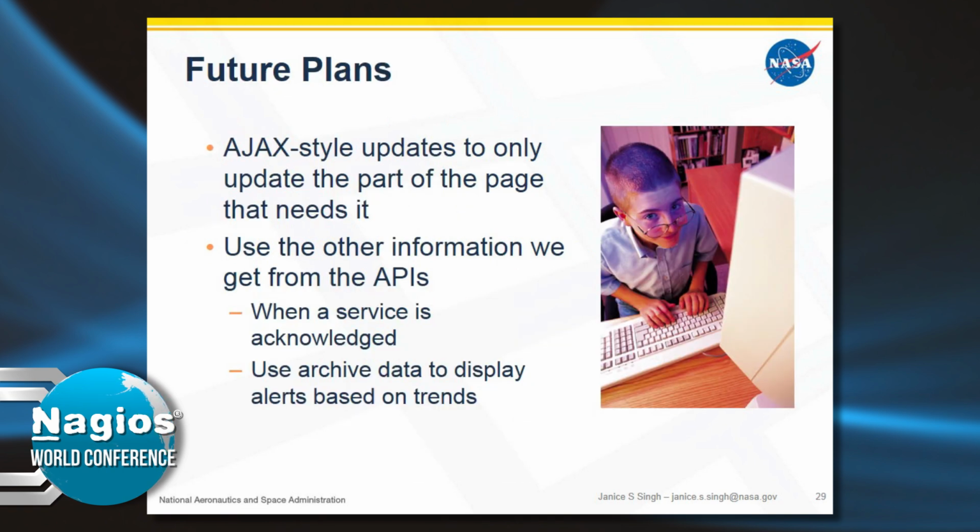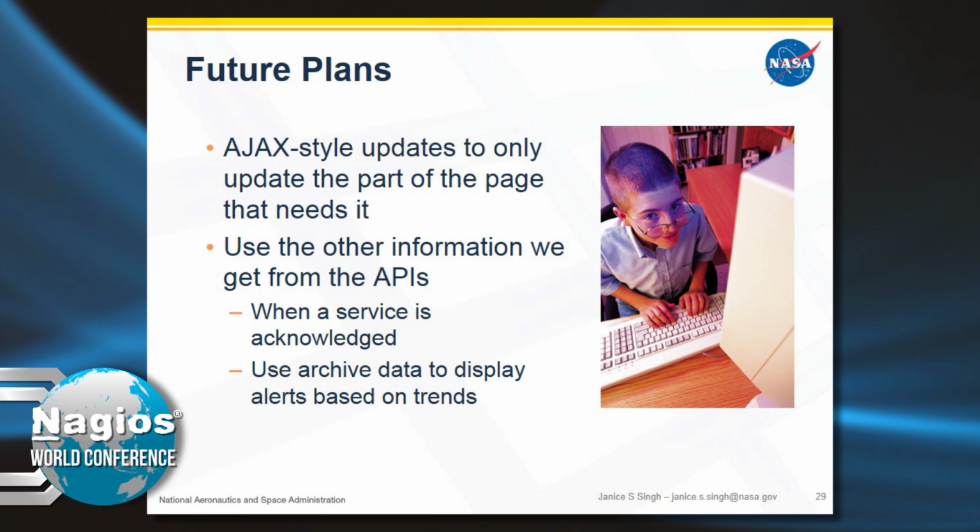So in the future, as I mentioned, we'd like to write just to the HTML, and if we can use AJAX to only update what needs to be updated, that would be the ideal situation, what we're trying to get with that. And in the previous way that we did things, there wasn't a whole lot of information I had from Nagios, but now with the APIs, anything that's there, I can get.